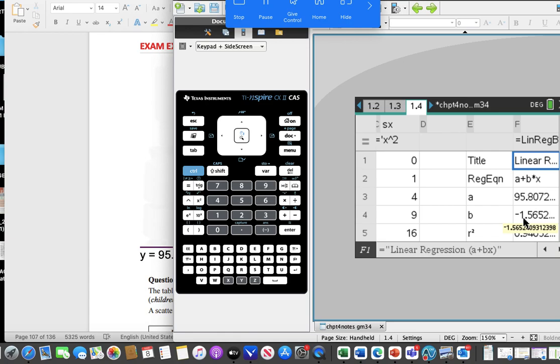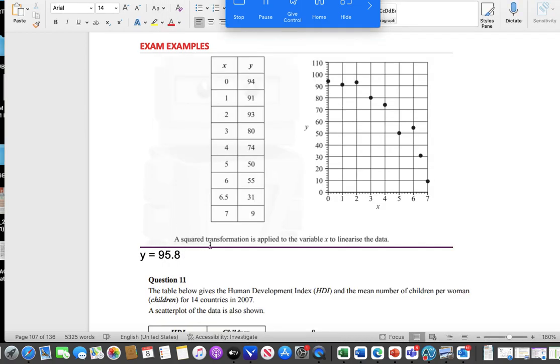So 3 significant figures, 1, 2, 3, but because that 5 is a 5 or above, it has to go to 7. So negative 1.57, and then I'm going to say times the X list squared. So you need to write it like that. That's the transformed equation for that data.